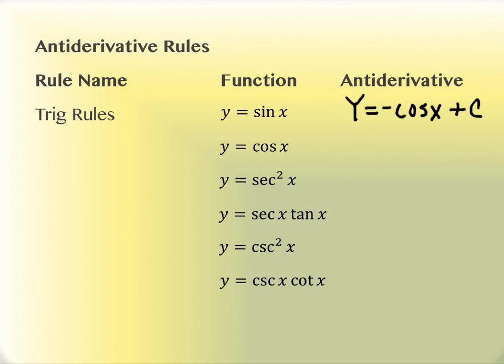All right, so let's do cosine then. So obviously it's going to be sine. Do I need a negative? No, because the derivative of sine is cosine, which is what's on my left-hand side now. And then I need a plus c.